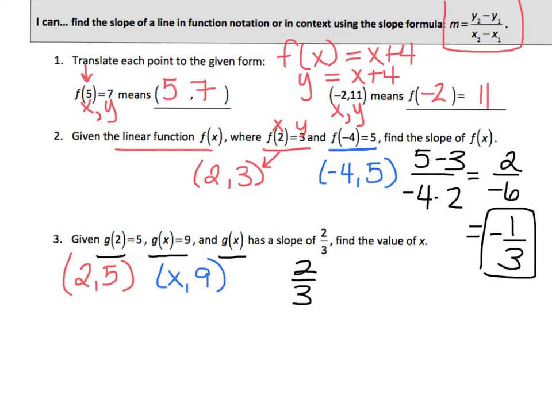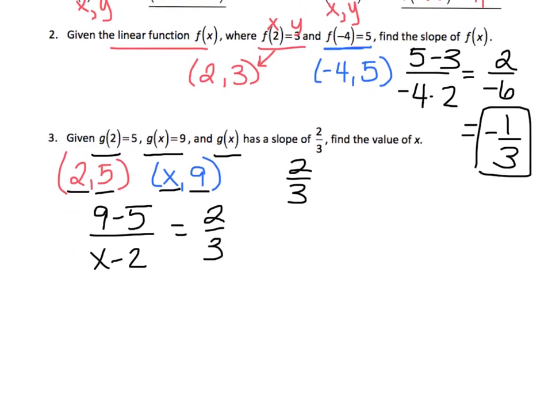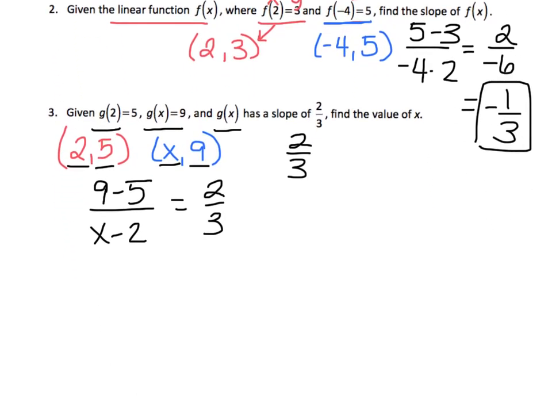So now we know the outcome, but we're missing a key point in our coordinate points. So here's what we're going to do. I'm going to set up the equation just how we normally would. I would take y minus y over x minus x. And now I'm going to set that equal to 2/3. Before I do anything else, I'm going to go ahead and simplify the top. 9 minus 5 is 4. And x minus 2 just stays x minus 2. So now we've got this equation, 4 over x minus 2 equals 2/3.